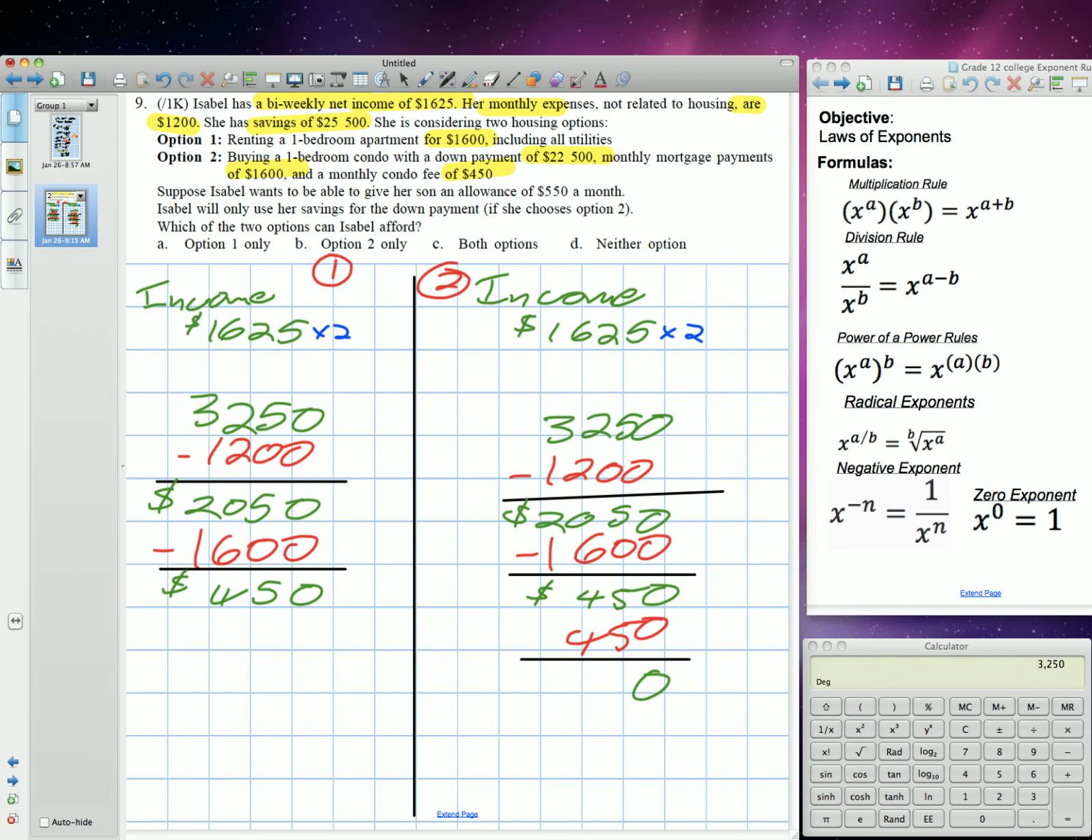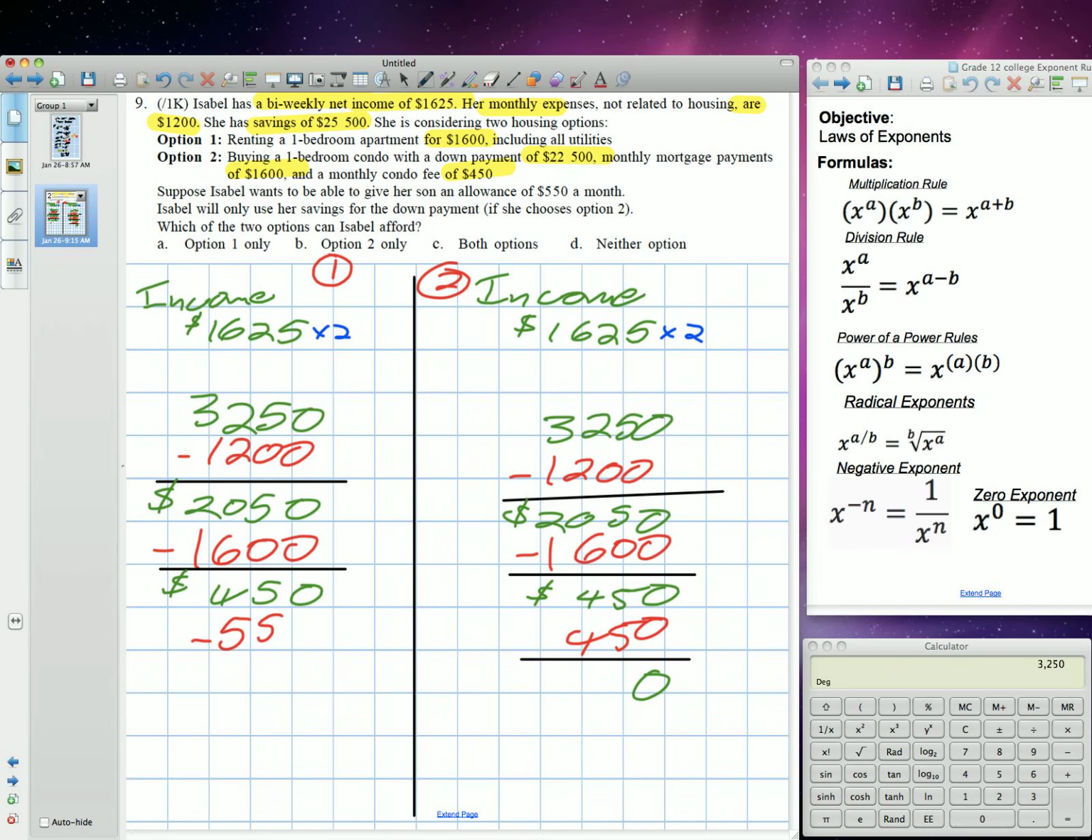Suppose Isabel wants to be able to give her son an allowance of $550 a month. That is amazing. Okay? Isabel will only use her savings for the down payment if she chooses option 2. So, what that means is she does not use her savings for anything in option 1. She wants to keep those savings. But option 2, she only uses it for the down payment. She does not want to dip into it monthly. Okay? So, will she have enough money?